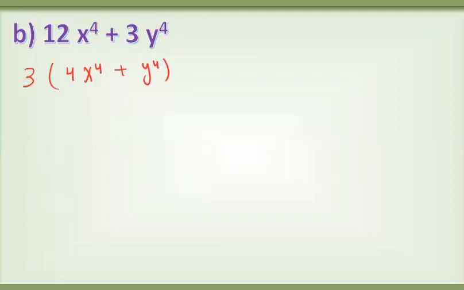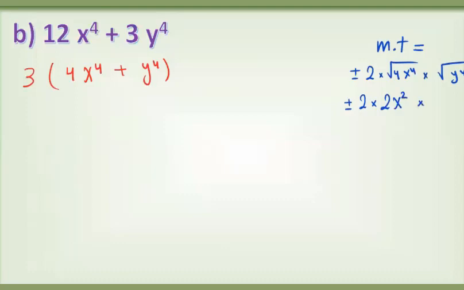Then we find the middle term. The middle term will equal positive or negative 2 times the square root of the first term, which is 4x power 4, and the square root of the other term, which is y power 4. The square root of 4x power 4 equals 2x power 2, and the square root of y power 4 equals y power 2. So it equals positive or negative 2 times 2, which equals 4x power 2 y power 2.